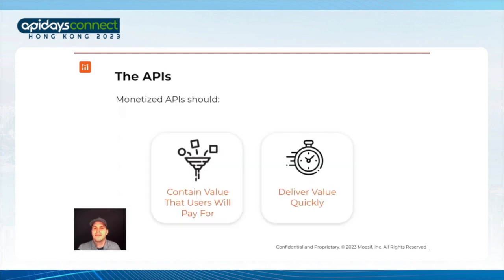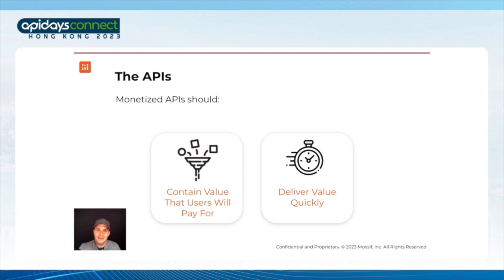So first, let's look at the APIs. Monetized APIs should contain value that users will pay for. If you have APIs that you want to sell, you obviously need to make sure that there's some type of business advantage to you selling that, or that someone actually wants to pay to use it. That is key. If no one wants to buy it, you're probably not going to be able to sell it.